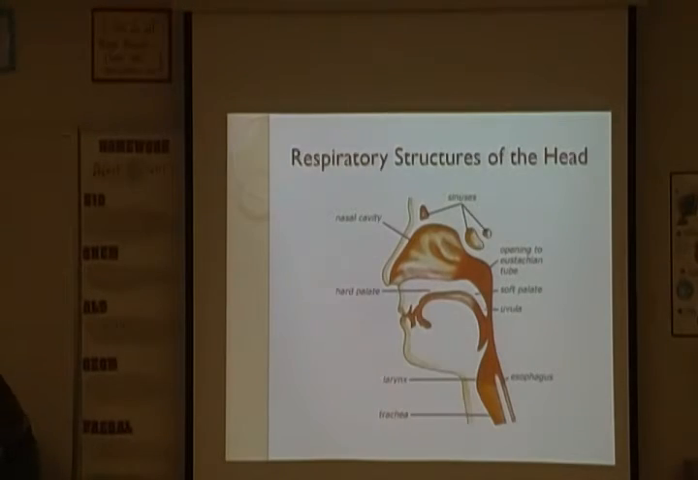Oh, I wanted to show you this diagram again. You see that area that's a little bit darker, kind of orangey color? That's the pharynx. It's not labeled on the diagram, but it extends from the back of the nasal cavity right down to the esophagus.